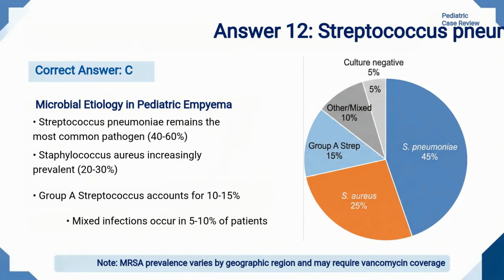An important note, methicillin-resistant Staphylococcus aureus prevalence varies significantly by geographic region, so local resistance patterns must always be checked when selecting antibiotic therapy. This is why empiric coverage with both a broad-spectrum beta-lactam and vancomycin is recommended until culture results are available.